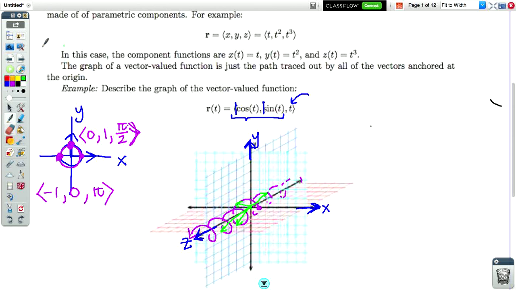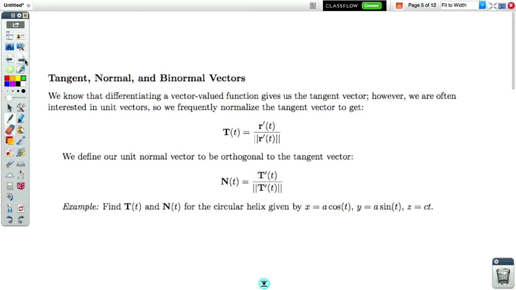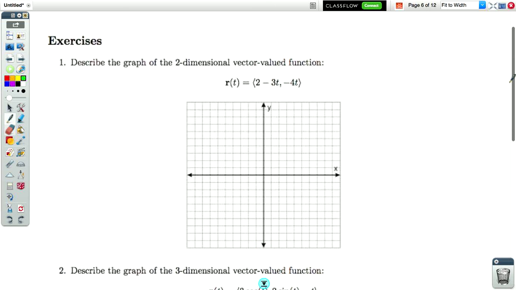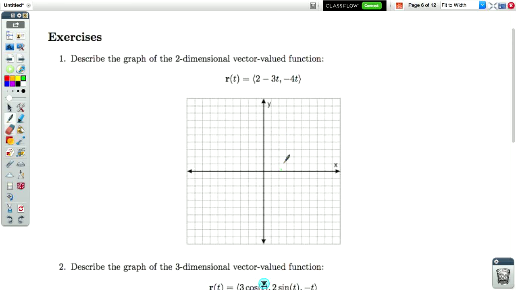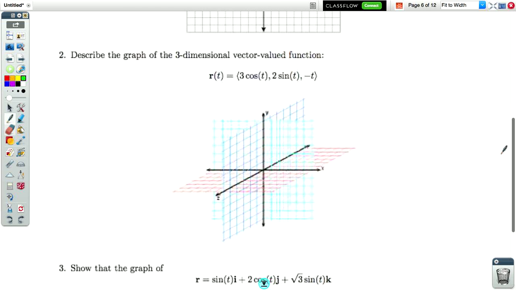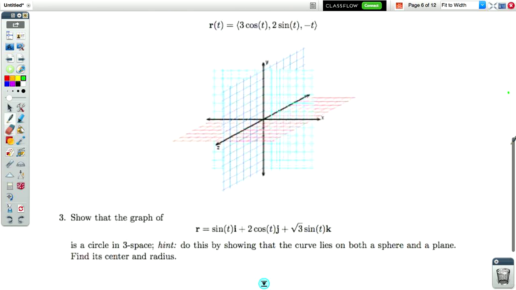Now, at this point, you can do exercises. If you want to stop and do some of the problems, you can do exercises 1, 2, and 3, because 1, 2, and 3 are just asking you to basically do exactly what we just did. So describe the graph of, in this case, just a 2-component vector-valued function. The second one, I think, is a 3-component vector-valued function. You'll notice it's similar to the one that we just did, although now the coefficients in front of sine and cosine are different, and we have a negative t. So think about what that does to the graph that we just thought about.